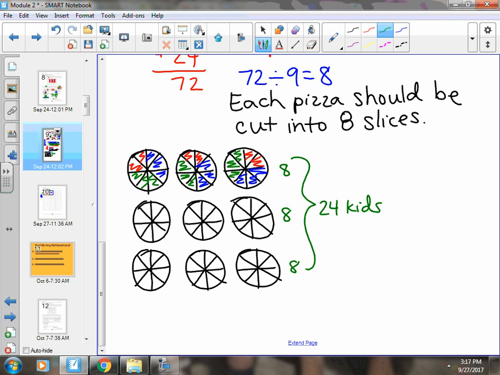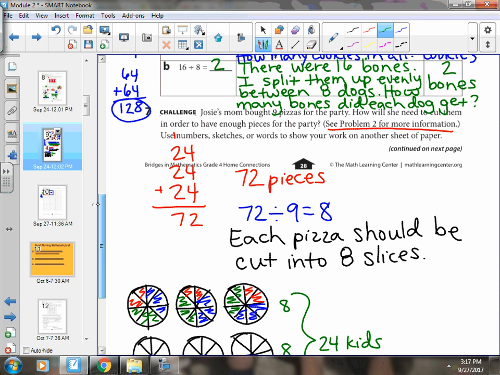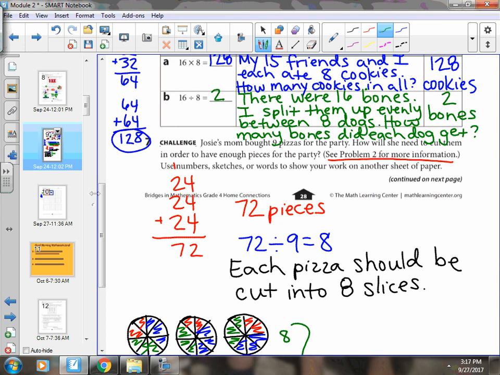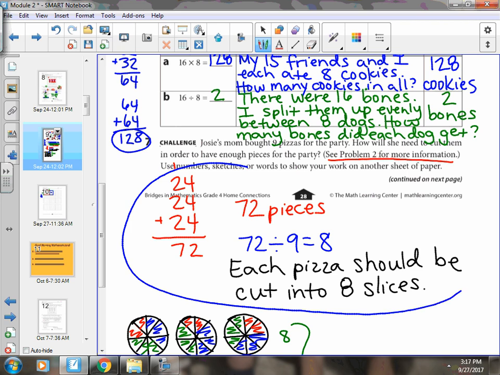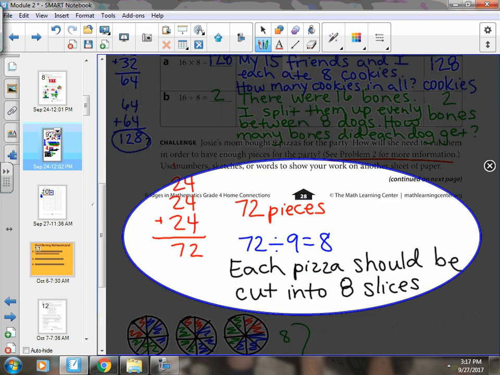So this would be if you wanted to just visually see it, but it might be enough for most people to just show this part. Okay, so it might be enough for you to just show that part. 72 pieces we need, divided by those 9 pizzas, 8 slices per pizza.